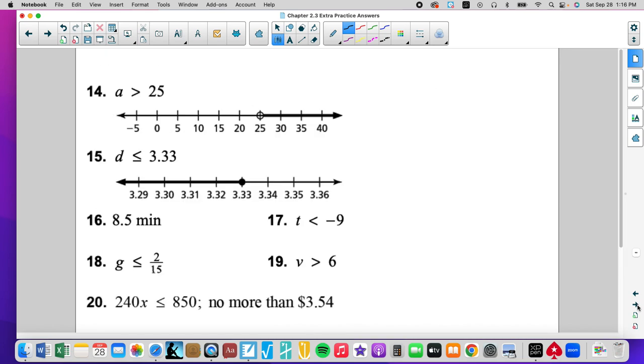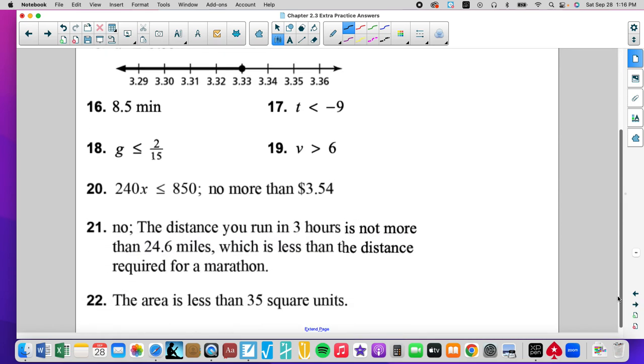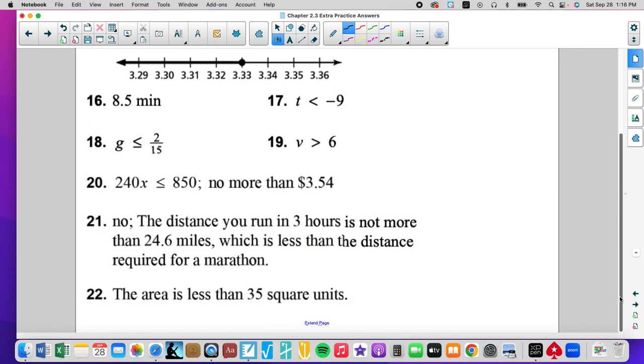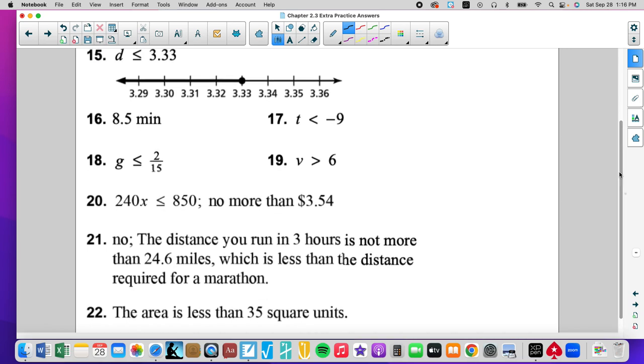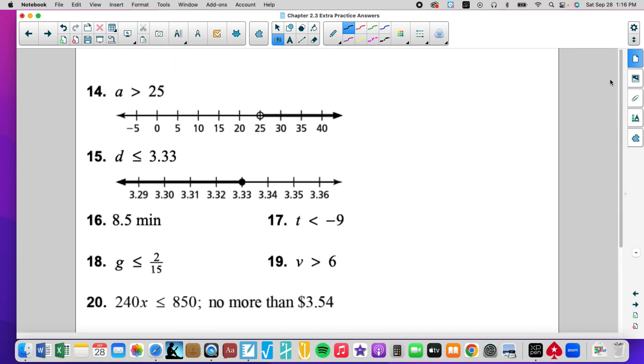Let's see if I got that one right. Less than. Let's go, baby! Yes. All right. So these are the solutions if you want to scroll through them.